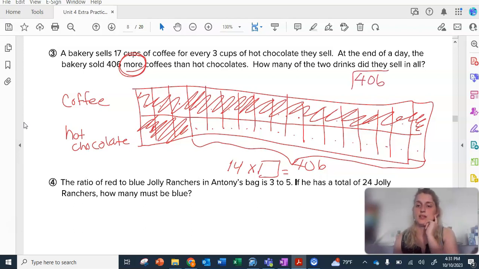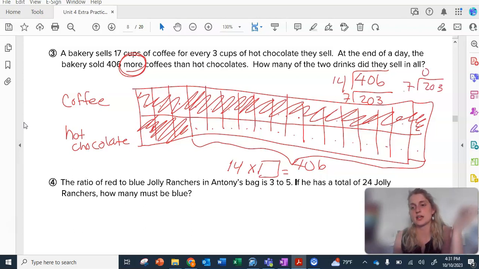406 divided by 14. If you do not know your 14's times tables, you can cut them both in half. Half of 14 is 7. Half of 40 is 20. Half of 6 is 3. Ooh, that looks like an easier division problem, and you'll get the same exact answer.